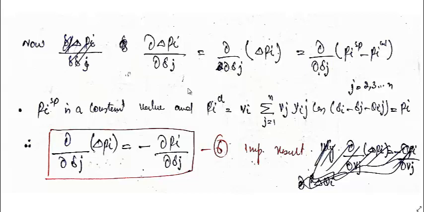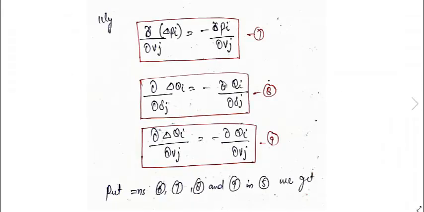So Pi specified is constant. When we take the derivative of Pi specified with respect to δ or any other variable, it will be 0, and this will become minus ∂Pi/∂δg. Similarly for the other cases, ∂ΔPi/∂Vj will be equal to minus ∂Pi/∂Vj, ∂ΔQi/∂δj will be equal to minus ∂Qi/∂δj, and ∂ΔQi/∂Vj will be equal to minus ∂Qi/∂Vj. So I will put these equations in this matrix.